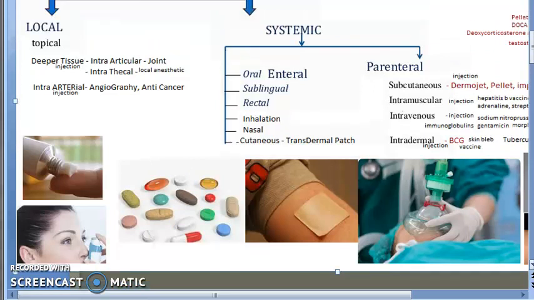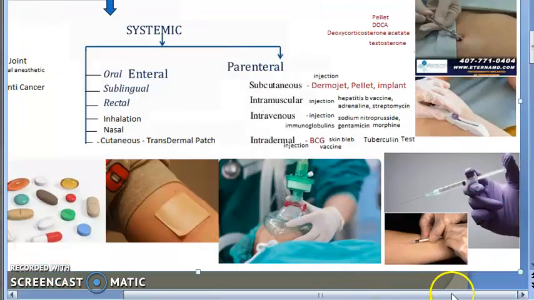Okay. Now in systemic, let's move on. There are a lot of different types of classification. People are not sure what comes, so we will try to understand systemic now. Systemic means basically it will be generalized in the whole body. Maximum part of the body it will reach. Some parts it may not reach like CSF, etc. But that's a different issue. So maximum it will be generalized kind of a treatment.